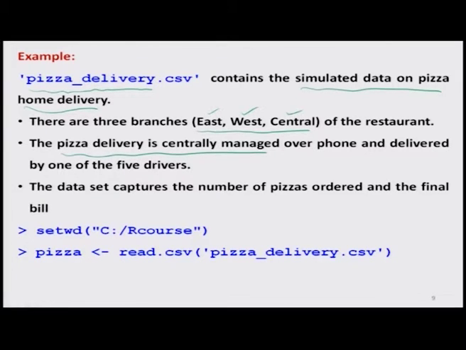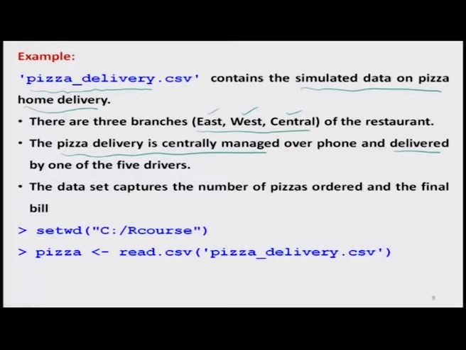For example, if somebody calls the shop at some central location and orders the pizza over phone, the pizza is delivered at their place, and for that there are 5 drivers. So, the data is collected on the number of pizzas ordered and their final bill, meaning what type of pizza and how many pizzas, and there are different types of things. And this data is saved in a file, pizza_delivery dot comma separated values, that is a CSV file.